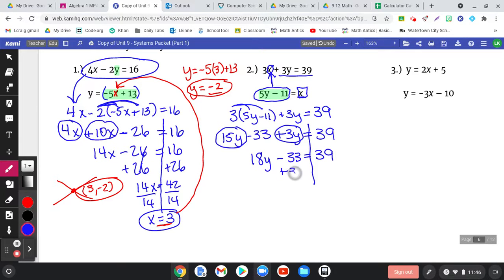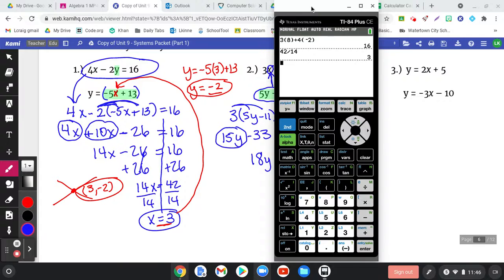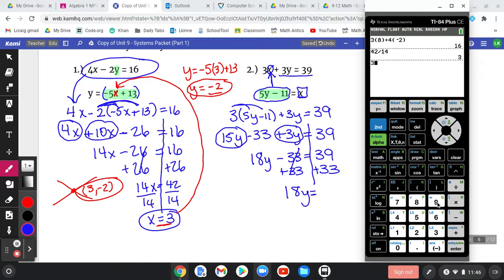Next, we want to add 33 to both sides. And again, if you're not sure, use your calculator. So we have 39 plus 33, 72. And then we need to divide both sides by 18. 72 divided by 18 is 4. So y equals 4.